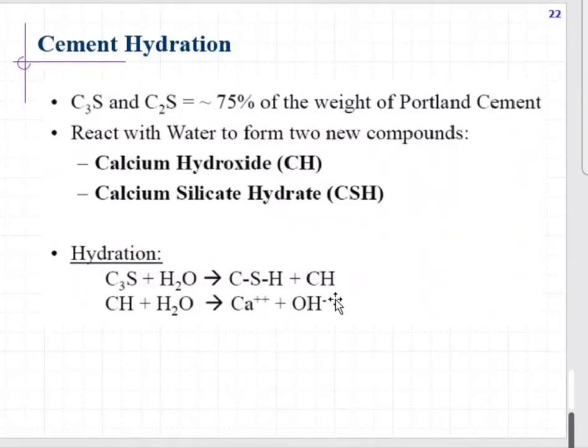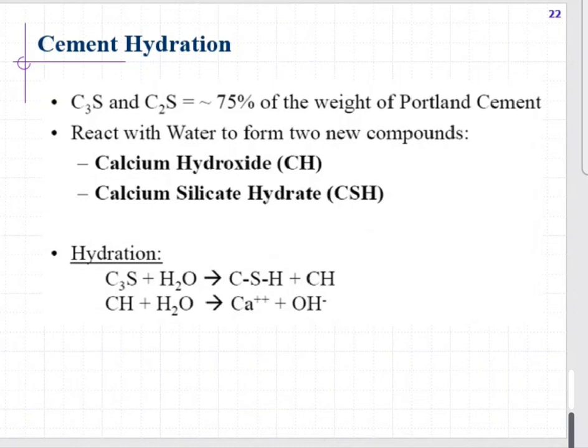So remember, these two compounds, C3S and C2S, are about 75% of the weight of the Portland cement. So they are responsible for the strength. This calcium silicate hydrate, CSH, is the main stable compound which is responsible for the strength development. However, this calcium hydroxide, CH, is the most unstable compound available within the cement.